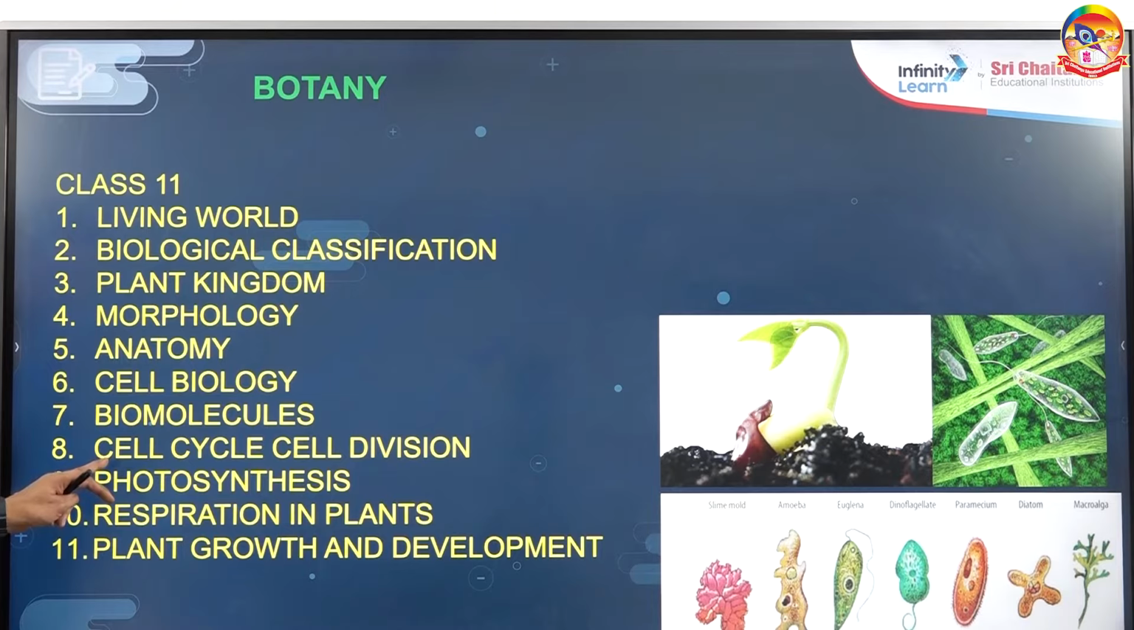You have two lessons deleted here. One is what we call transport in plants, the other one is mineral nutrition. These two lessons are deleted. Now respiration is as usual, no deletion, no addition, and plant growth and development. So these are the 11 lessons that are left in botany under 11th class.